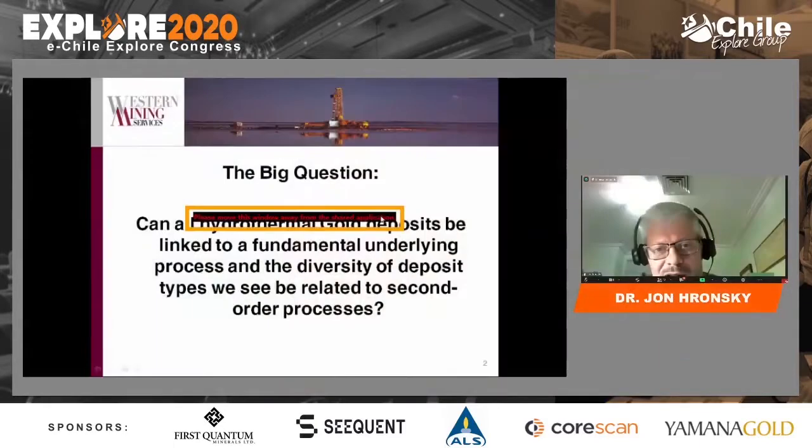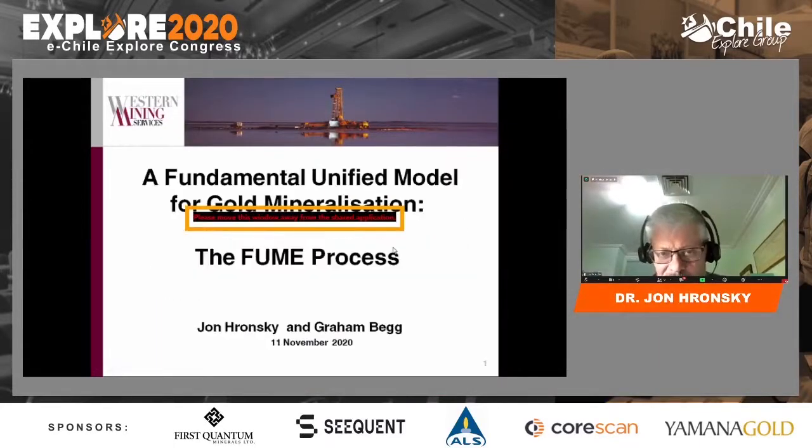And this is actually the first time that I've presented this integrated model, but it's something that I've been working on with my colleague, Graham Begg, who's also a co-author of this work, for probably about 20 years. And what I'm going to share with you is what we think is a fundamental unified model for gold mineralization, and the key process that we describe, or that we refer to as the FUME process, which is an acronym.